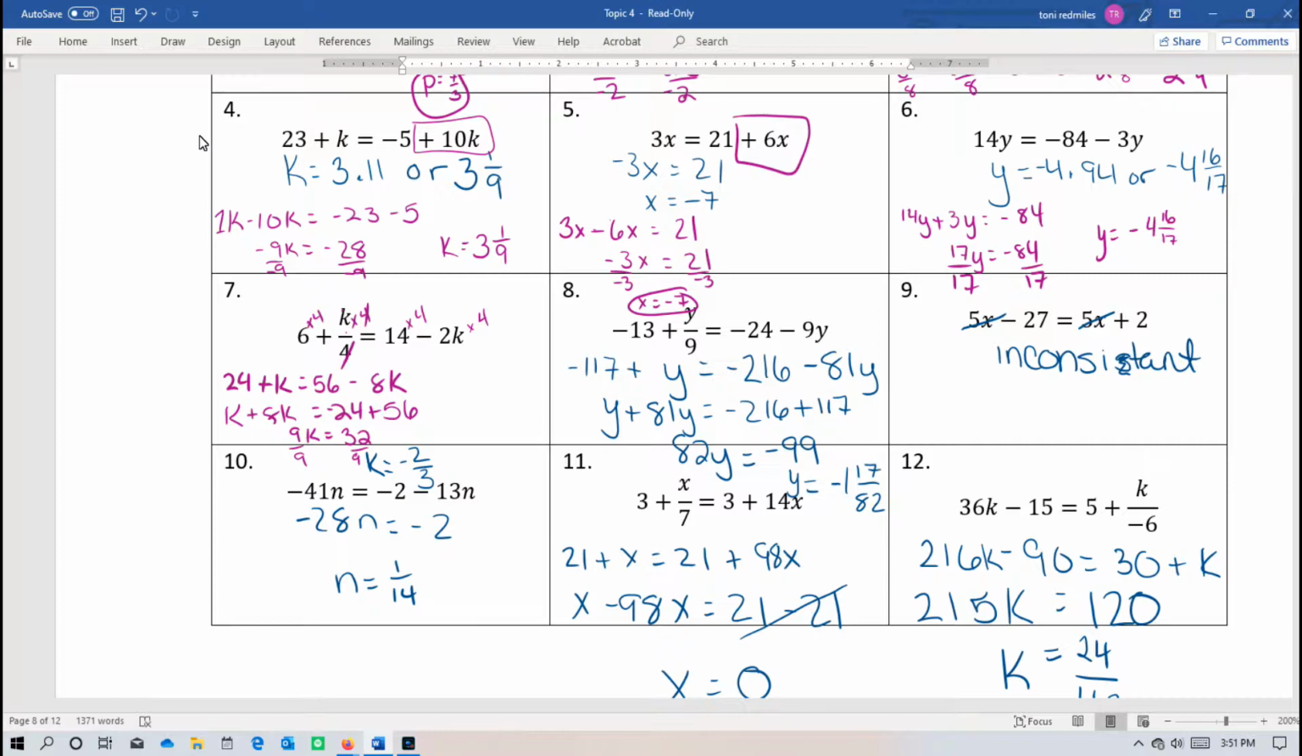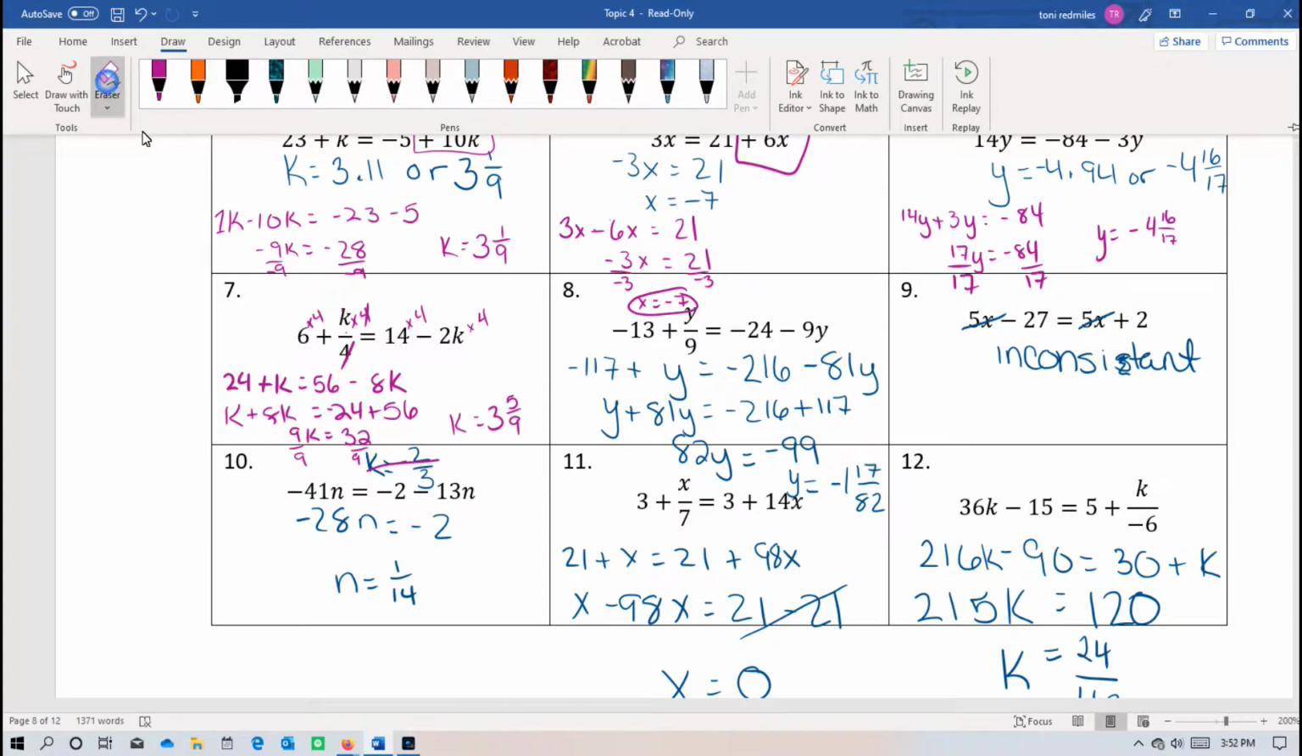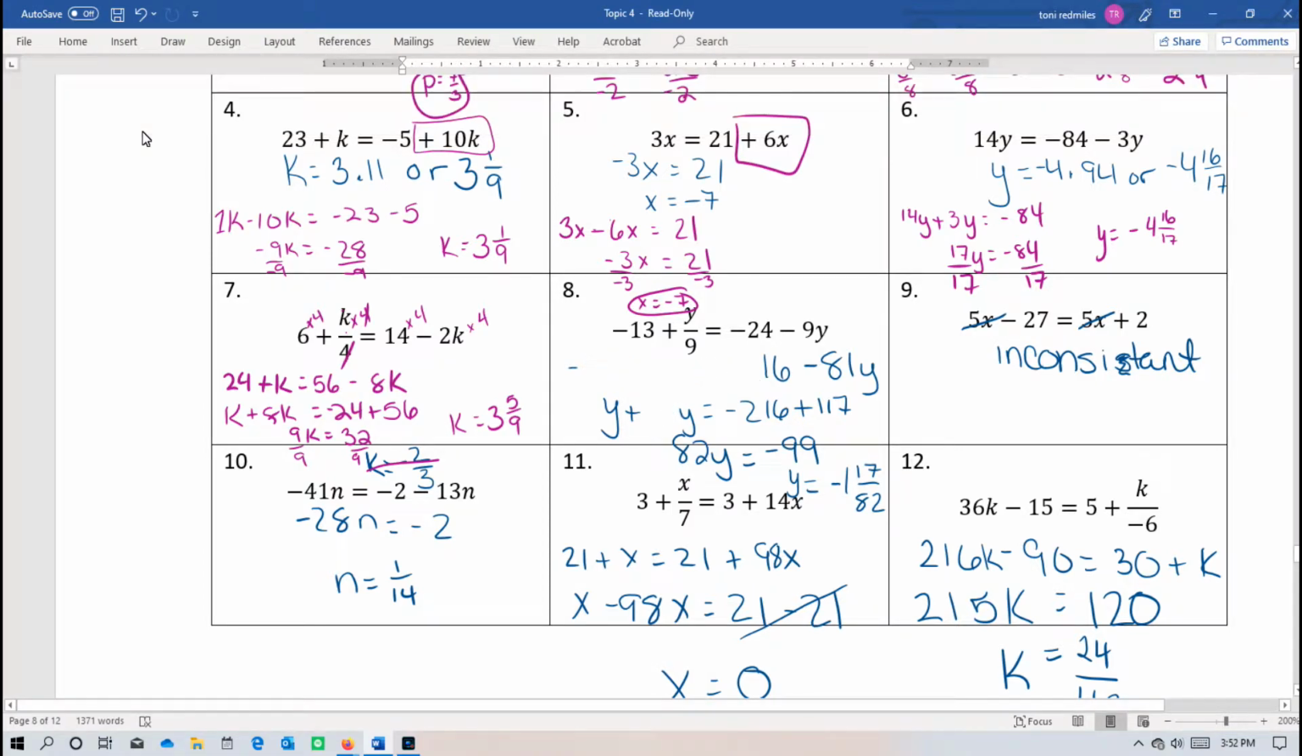Yeah, this is wrong. Where did I make my mistake? Okay. All right, so I forgot to multiply that second k, but that's okay. The answer is actually 3 5/9. Okay, 3 5/9.